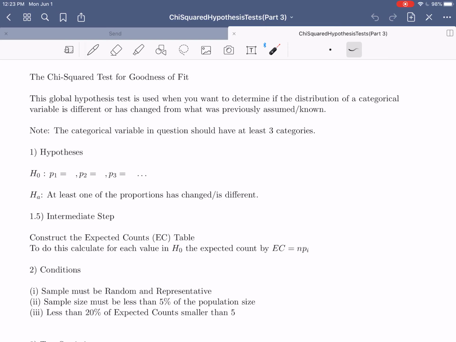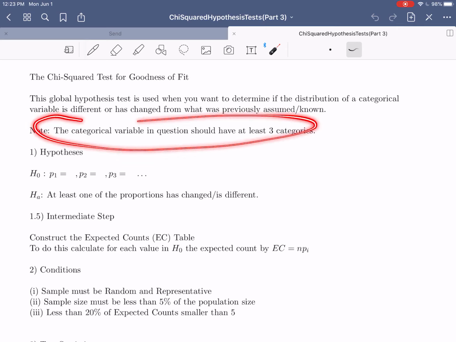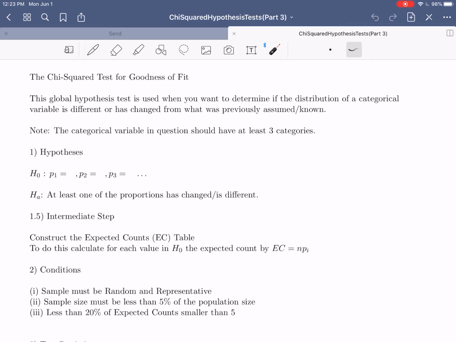And what we mean by distributed is basically the percentages that we expect to fall into each category of that categorical variable. One quick note with this is that to run this chi-squared goodness of fit, in general, the categorical variable that we're talking about should have at least 3 categories. So sort of a tip-off for identifying a chi-squared test for goodness of fit is you see a single categorical variable with 3 or more categories. And if you see that and you see a discussion about its distribution, that's a good tip-off that it is a chi-squared test for goodness of fit.